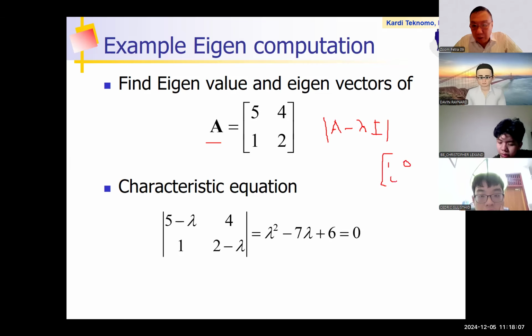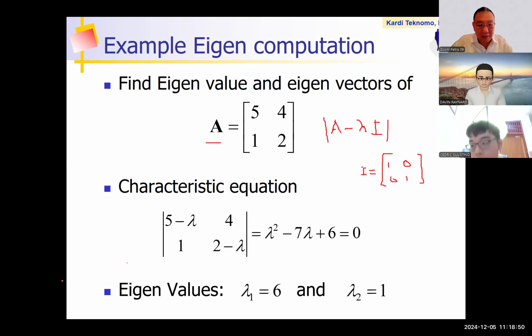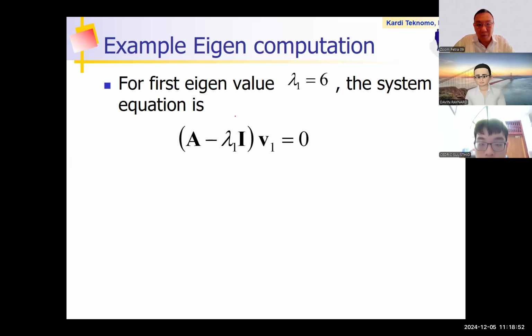So can you solve this? Okay. Lambda equals 6 and 1. Correct. Very good. Super. See, lambda equals 6 and 1. And then from there, from lambda 6, can you solve this one?